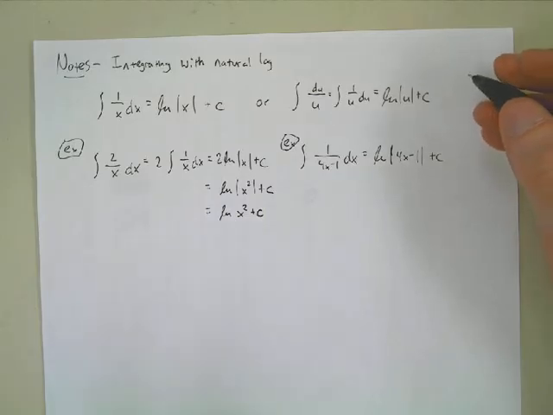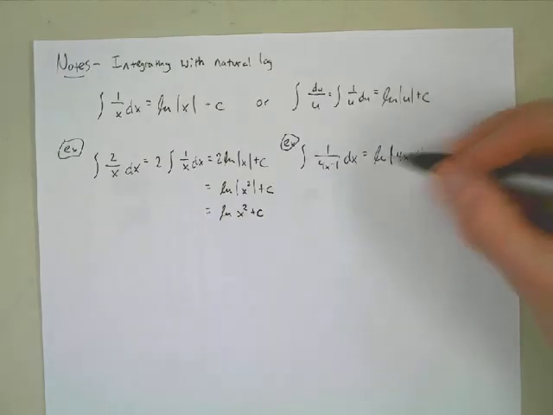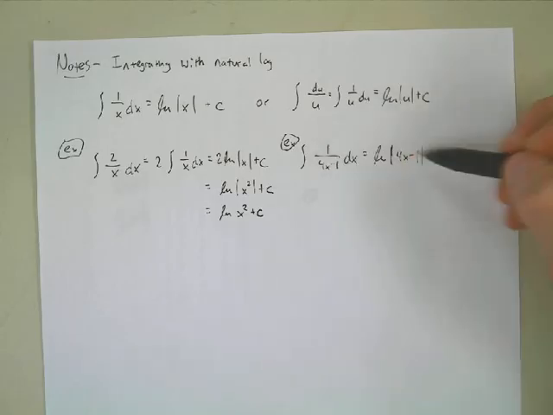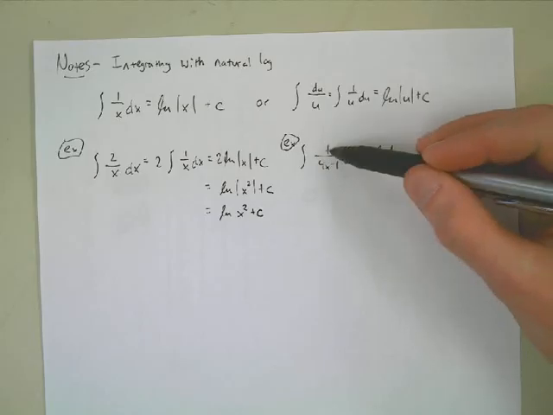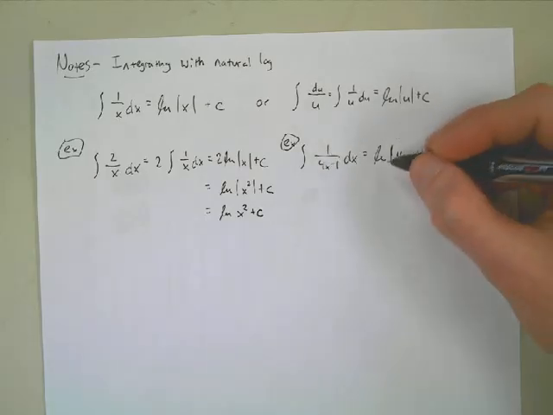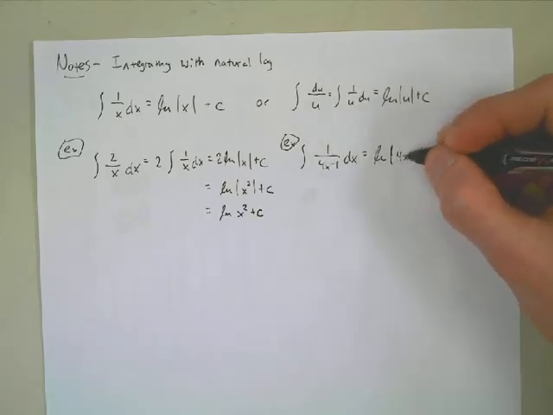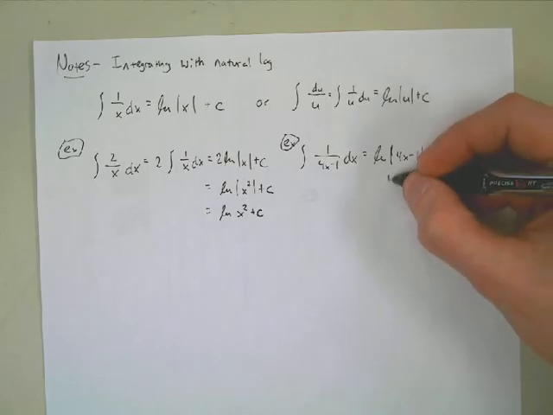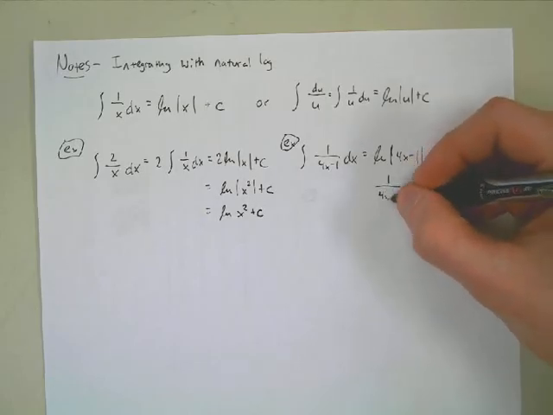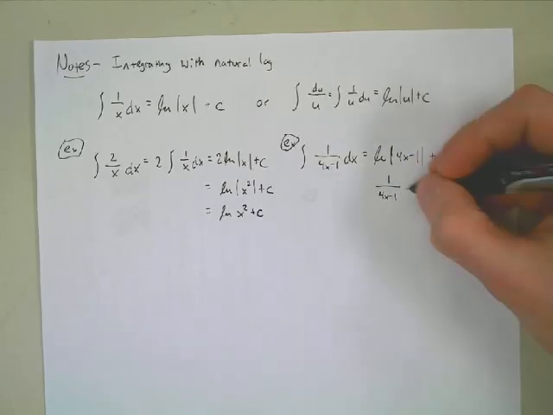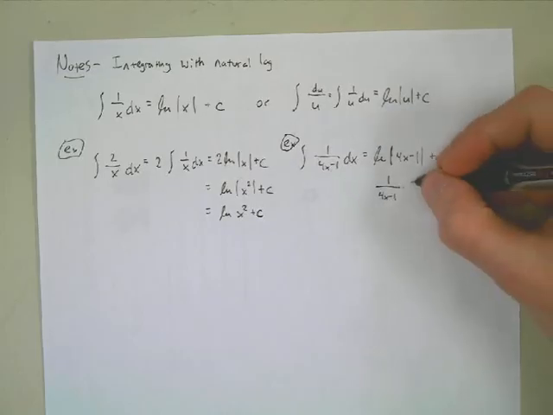Now, remember guys, one nice thing about integrals and derivatives is that if you integrate something, we should be able to take the derivative of that thing, and it should give us our integrand, what we integrated to get it. So if I take the derivative of the natural log of the absolute value of 4x minus 1, that becomes 1 over 4x minus 1 times what? 4.